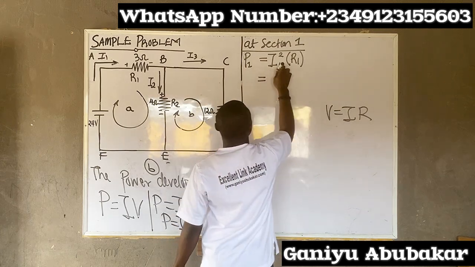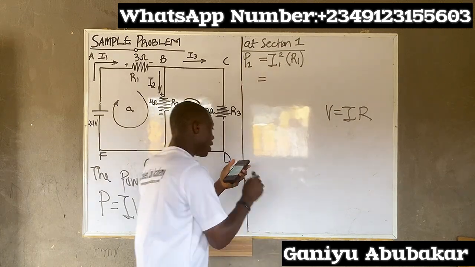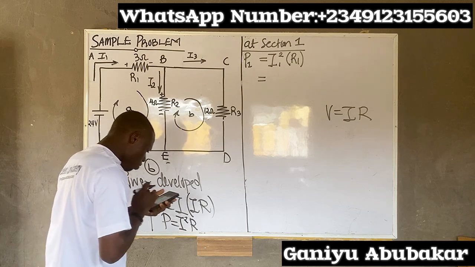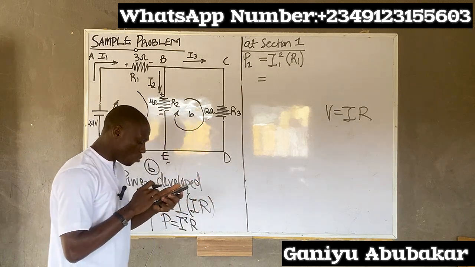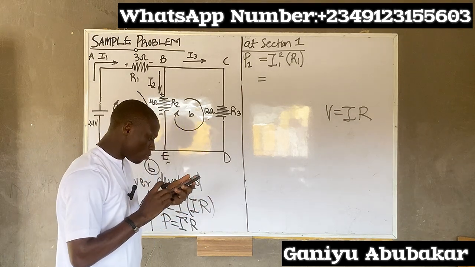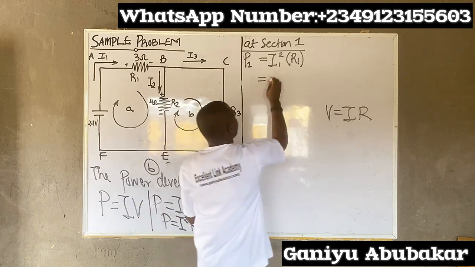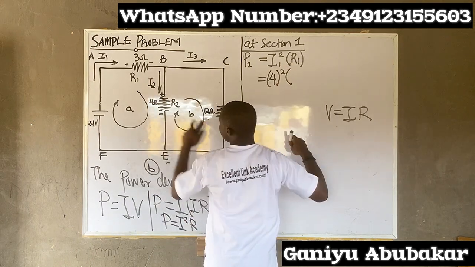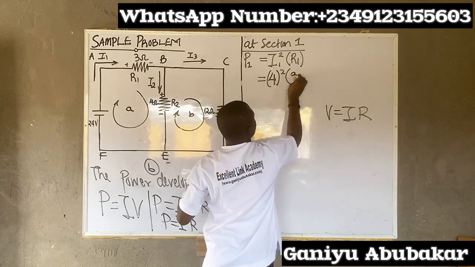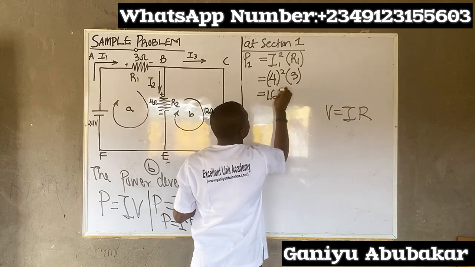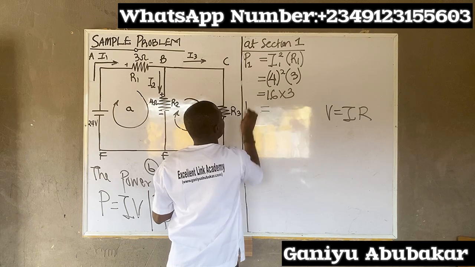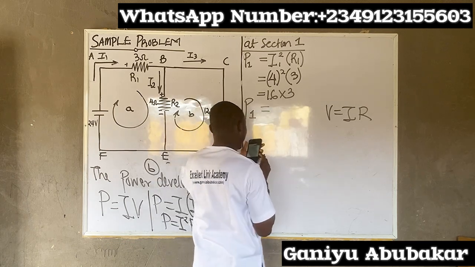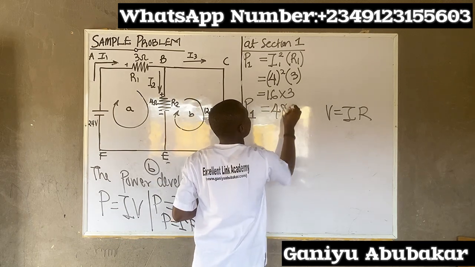This is equal to I1 squared times R1. What's our I1 that we got there? Check I1, the value for I1 we found initially. I1 is 4. That gives you 4 all squared into what's R1? R1 is of course 3. This gives you 16 times 3. The power developed at section 1 will be equal to 48 watts.